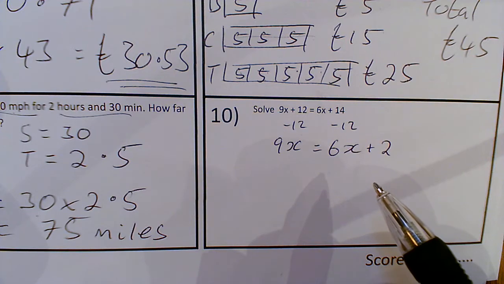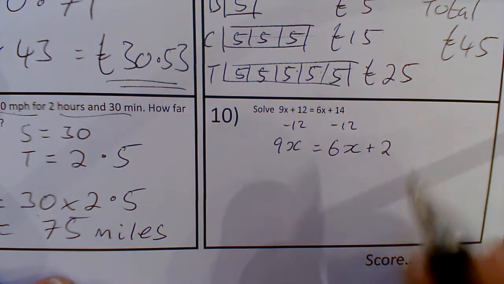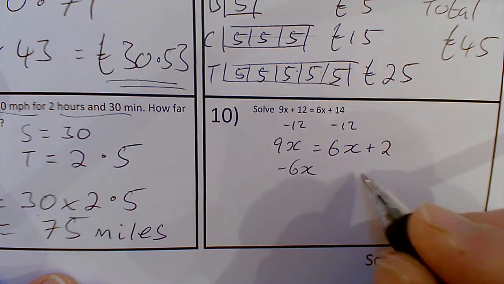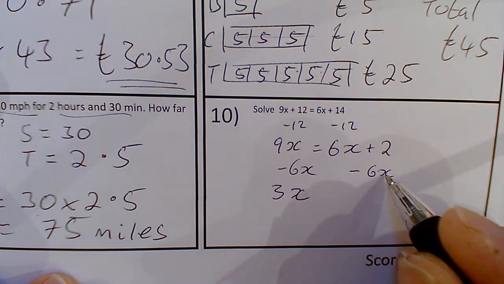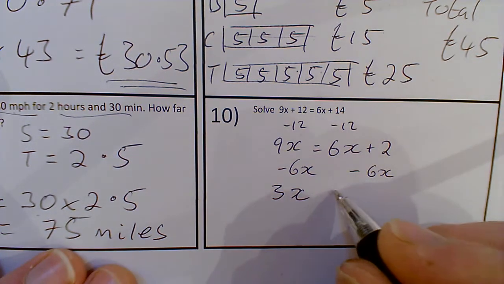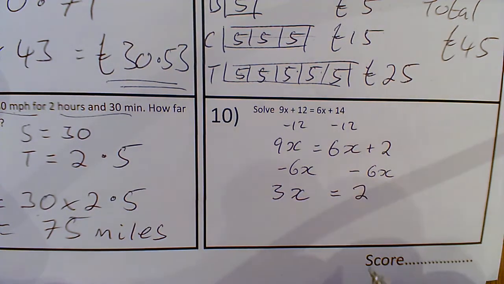Okay. Then I'm going to take 6x from both sides because I wanted to say x equals number. So I'll go less 6x on both sides. 9 less 6 is 3. 6x take away 6x gives me nothing. That's by design, of course. And that's left me with 2.